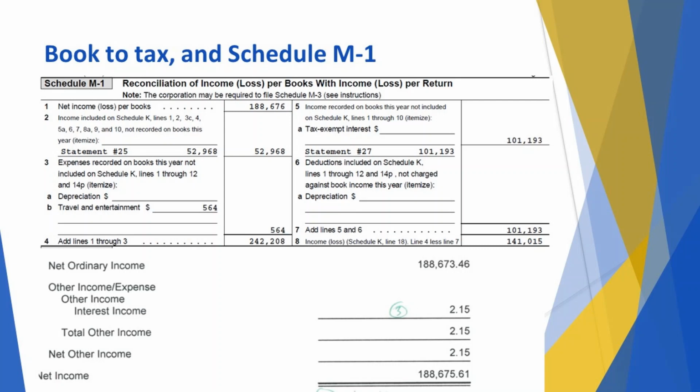This reconciles out to $188,676, which ties to our financial statements. The reason we are making adjustments on the M1 is because we did not make adjustments on the books to remove the accounts receivable balance.